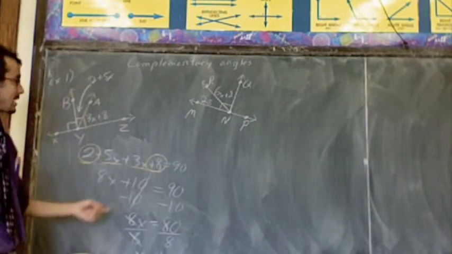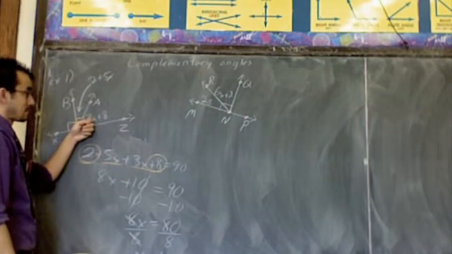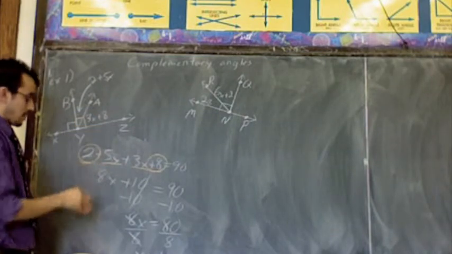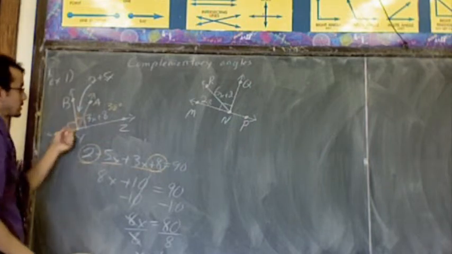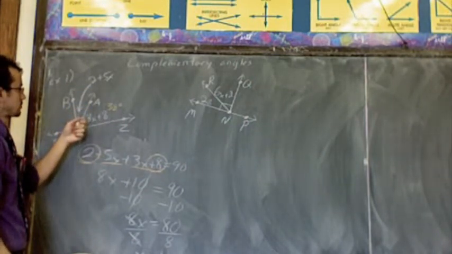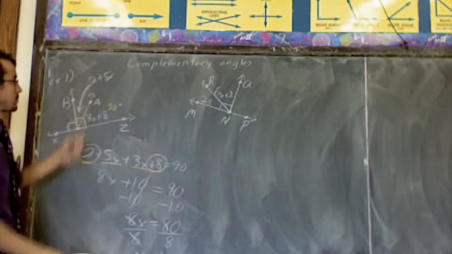To make sure that this is right, I'm going to take this 10 and replace it back up here. I'm going to substitute it in. So 3 times x, I really mean 3 times 10. So 3 times 10 is 30. 30 plus 8, that means this angle here is 38 degrees. So AYZ is 38 degrees. And this angle here, 2 plus 5 times x, that should be 2 plus 5 times 10. 5 times 10 is 50, 50 plus 2 is 52.